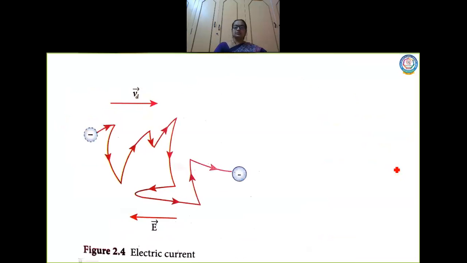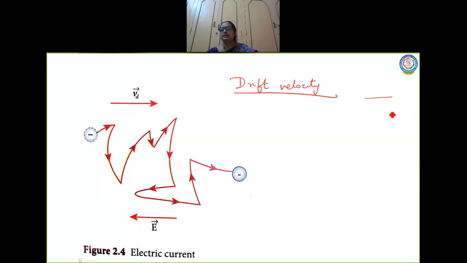Okay, now with this we are moving on to a very important topic, which is called drift velocity. As I told you in the introduction, in a conductor, the charge carriers are electrons. These electrons move very freely through the conductor and they collide with the positive ions. As I said, there are positive charges that are also present in a conductor. Imagine this to be a very small conductor.